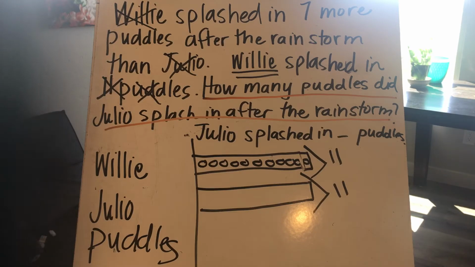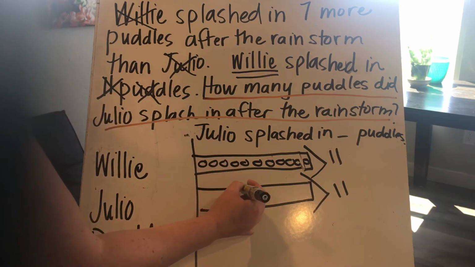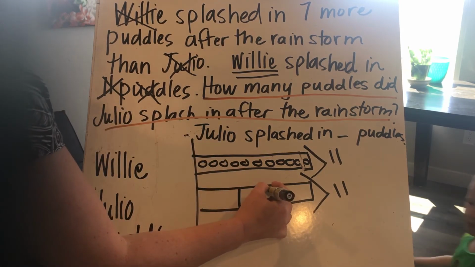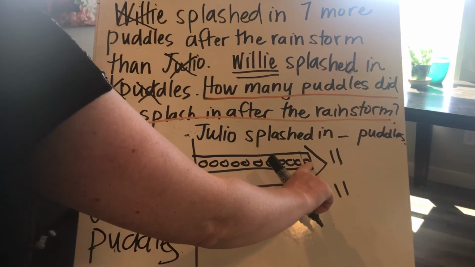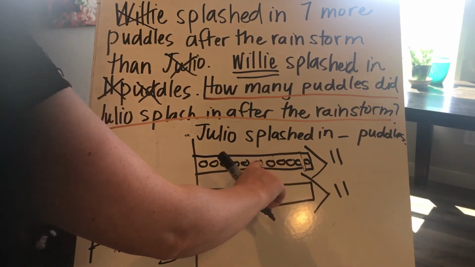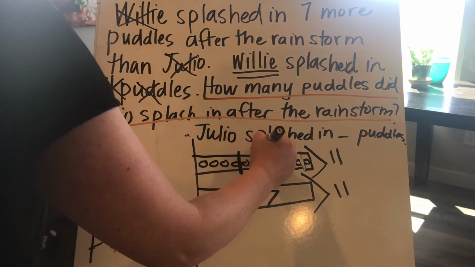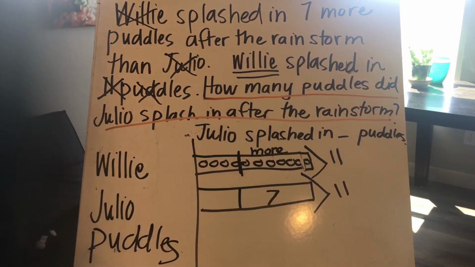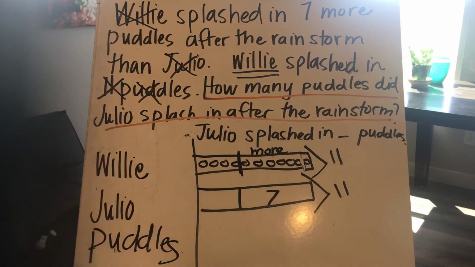We have to go back into our problem. We know Willie splashed in 7 more puddles after the rainstorm. So he splashed in 7 more. So over here, I'm going to say that's 7 more. Just a second, Talis. So I'm going to count this. 1, 2, 3, 4, 5, 6, 7 puddles. So this is how many more Willie splashed in than Julio. Julio got called home. Julio got hurt. I don't know what happened.